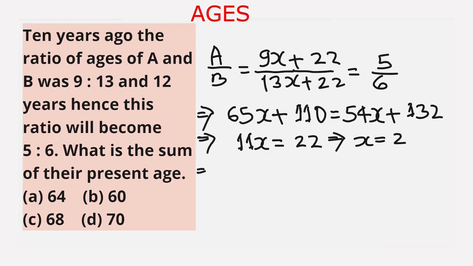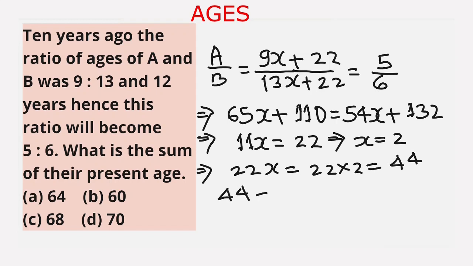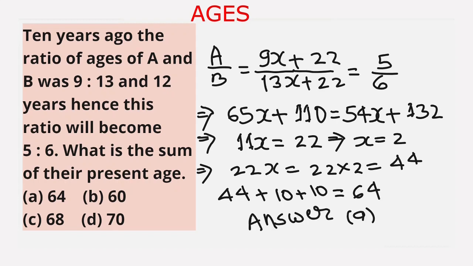Now we have to find the value of 22x, which is 9x plus 13x, and that comes out to be 22 times 2 is 44. This is the sum of their ages 10 years ago. Now 44 plus 10 for age of A plus 10 for age of B, that is present age. 44 plus 20 comes out to be 64. That is the sum of the ages of A and B. And from the given options, our answer is option A.